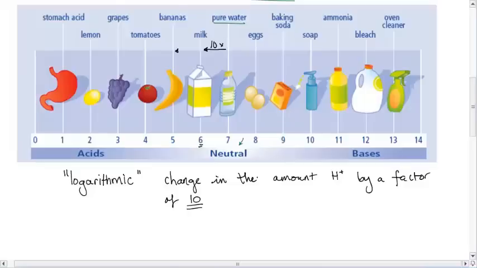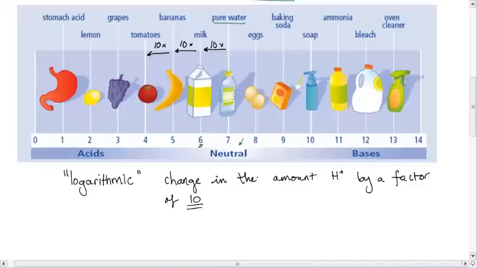Bananas are going to be 10 times more acidic than milk. They're going to have 10 times the number of hydrogen ions. Tomatoes are going to be, again, 10 times more acidic, have 10 times the number of hydrogen ions as bananas.